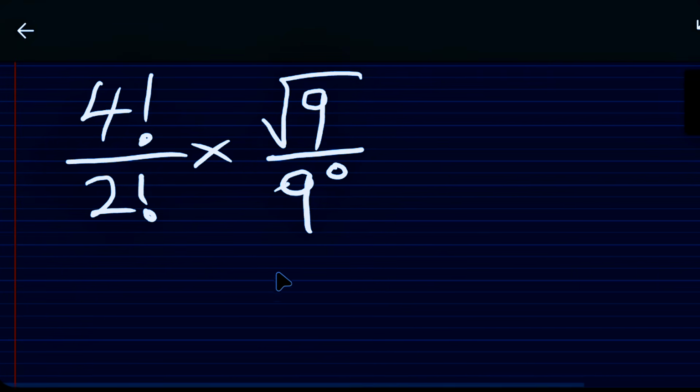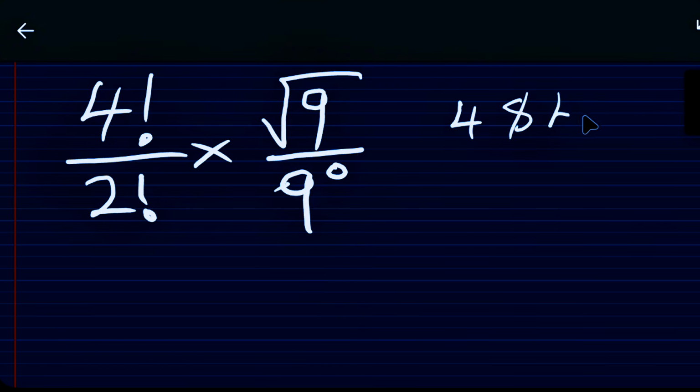Now there is something most people did not know. They don't know that there is difference between 4 and 4 factorial. Okay, immediately when they saw this, they thought that it's the same thing as what? 4. And they thought that this denominator here, which is 2 factorial, is 2. But this is not true. Now let me show you what this means.